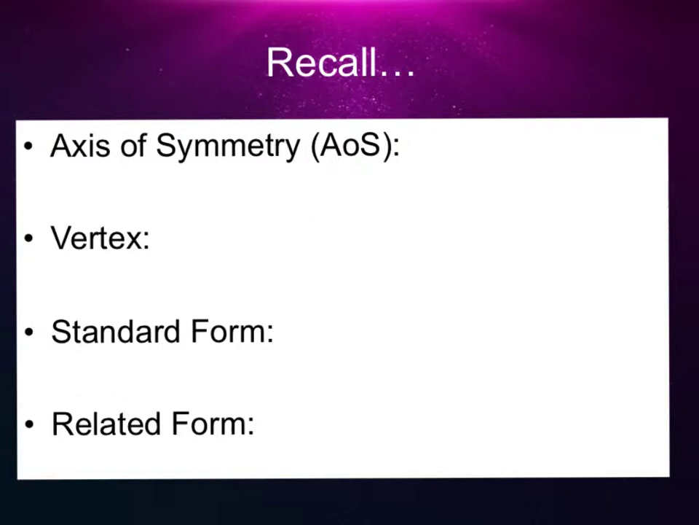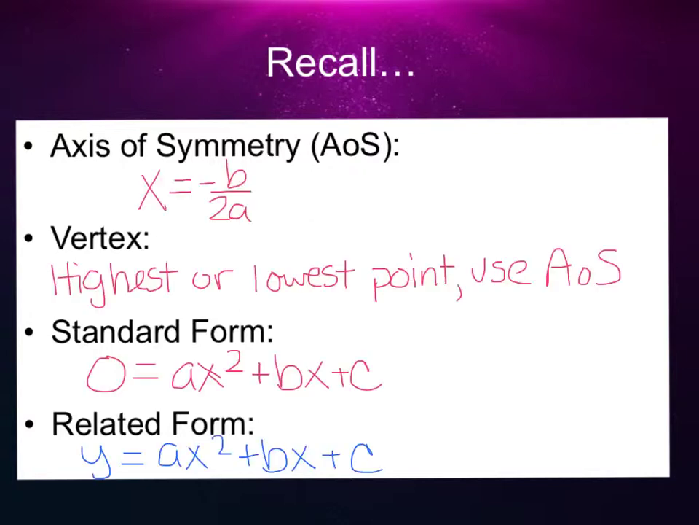For this section, we're going to need to know the axis of symmetry, the formula that we use to find it from a quadratic equation. We'll need to know how to get the vertex, and what the definition is for a vertex. We'll need to know the difference between standard form and related form. So take a minute and see if you can come up with these definitions, and I'll have them in just a second. Okay, here are the definitions.